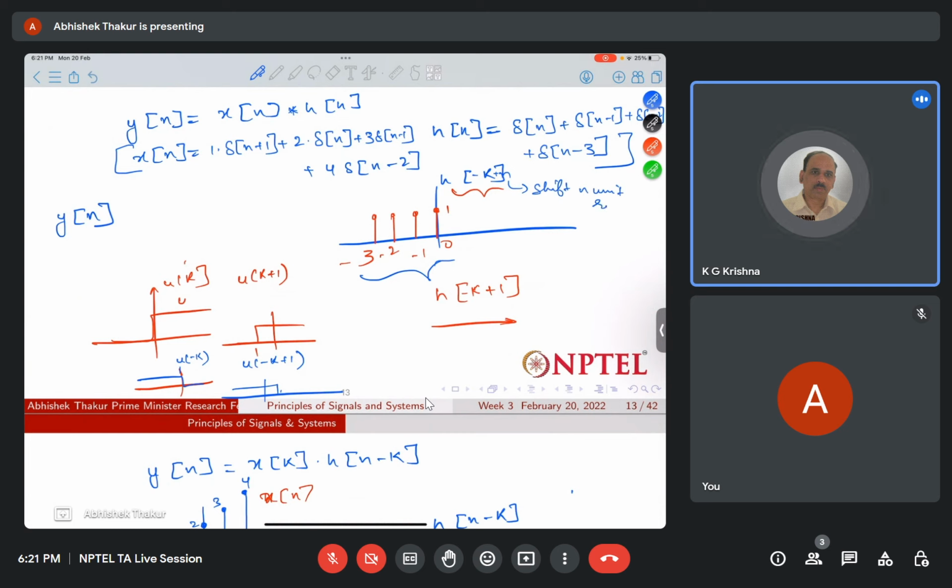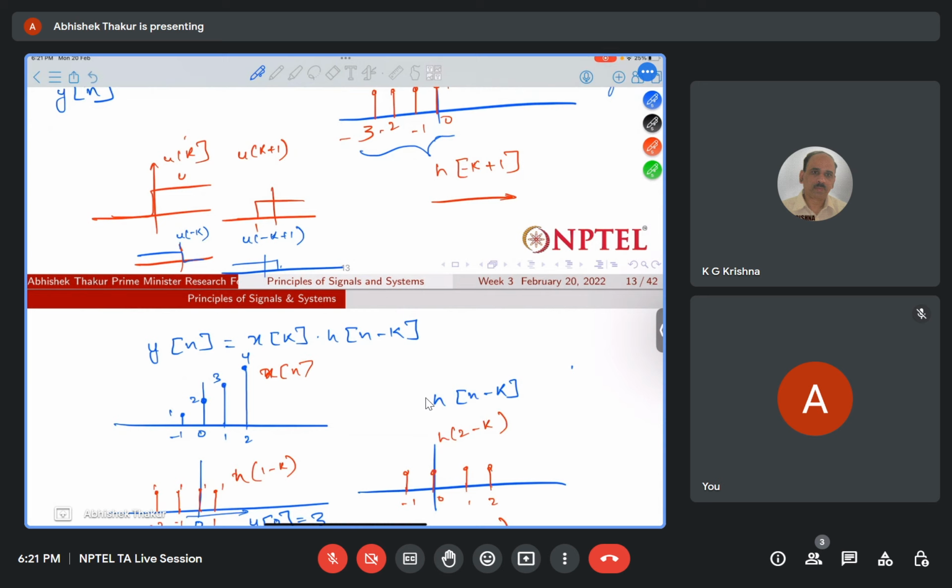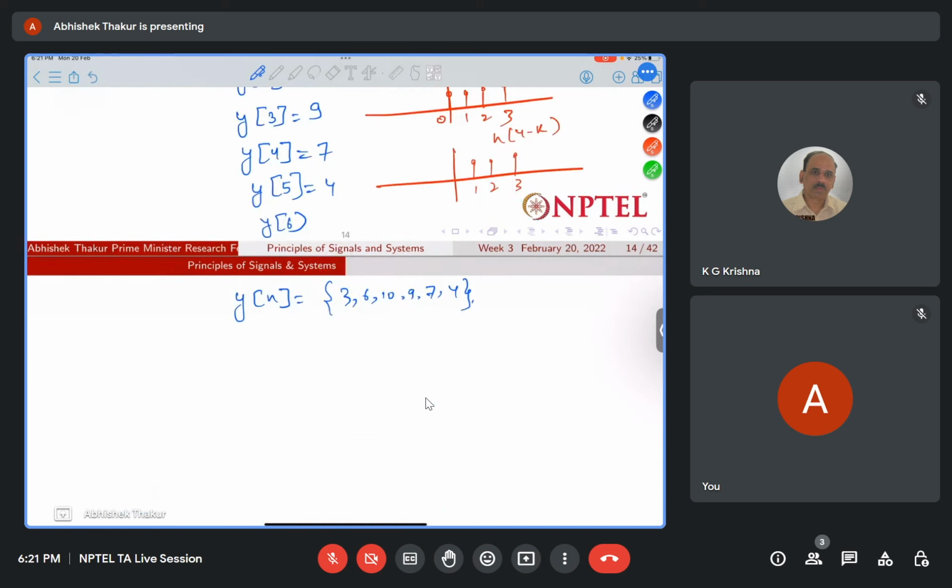Generally, which signal do we shift? As I understand, one signal is fixed and the other signal we have to shift. So we choose the signal which is simple, which is easy to calculate, and we use that one for shifting.